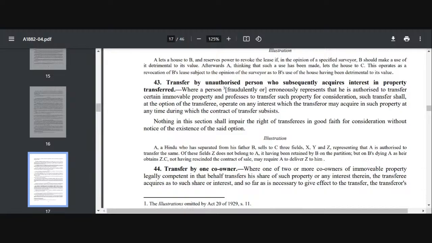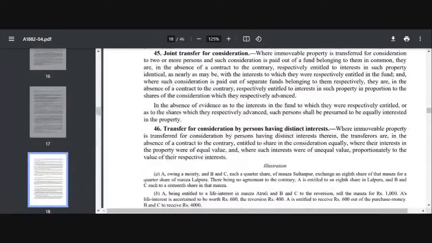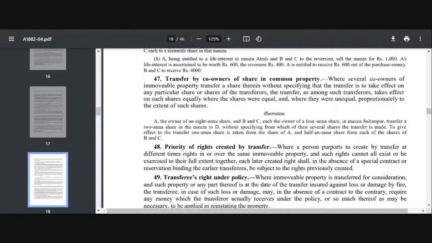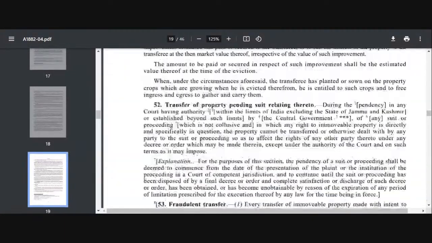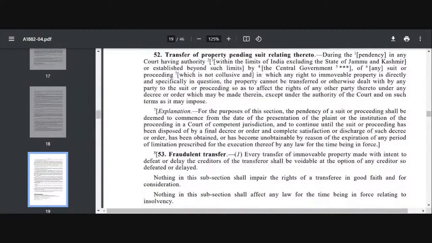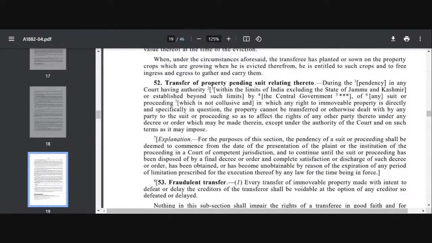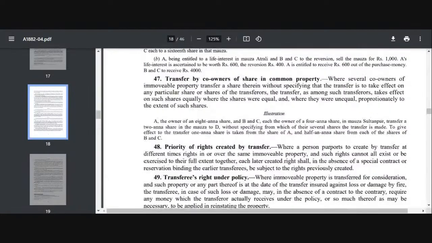After 43, we will come directly to the important one. After 43, you can read directly 48, which talks about priority of rights. Okay? Section 48, priority of rights. Who should be the one who will have the prior right? There is a maxim, qui prior est tempore potior est jure. Yes, 115, right? Now there is one maxim.